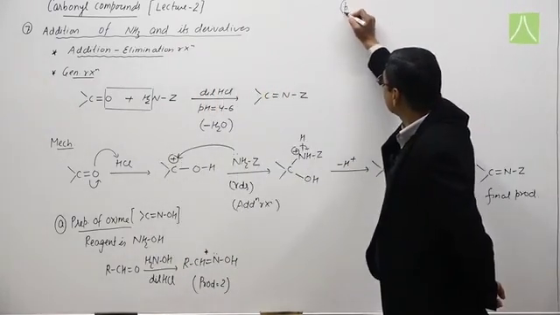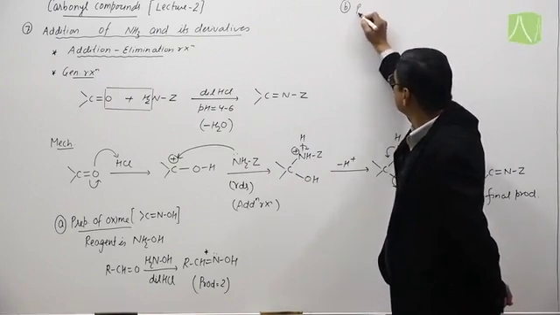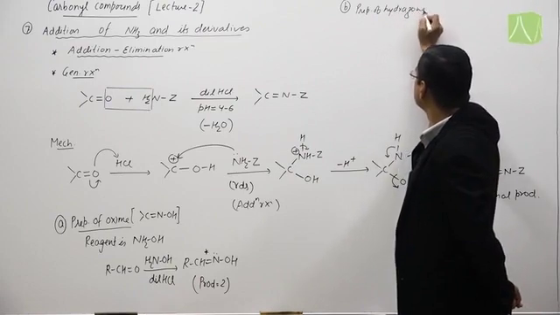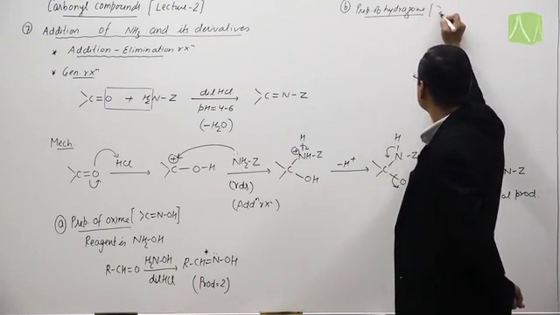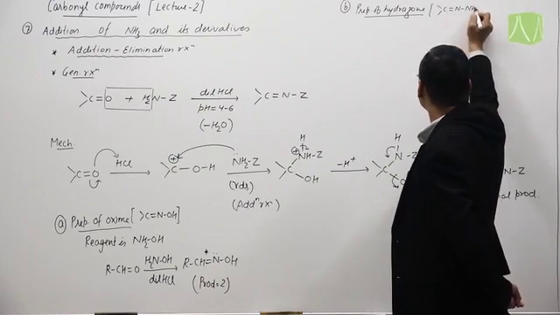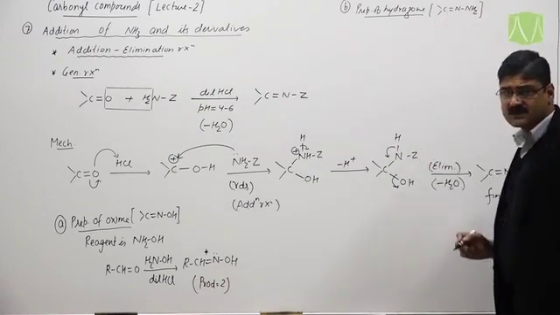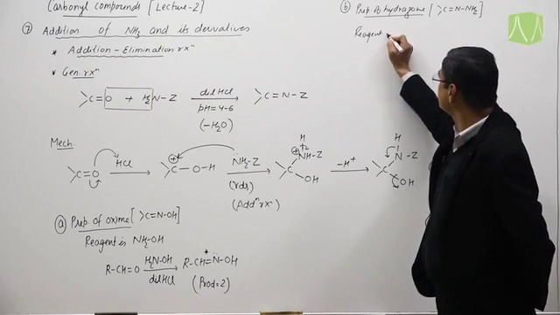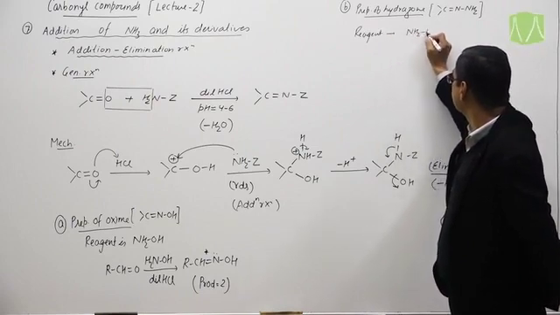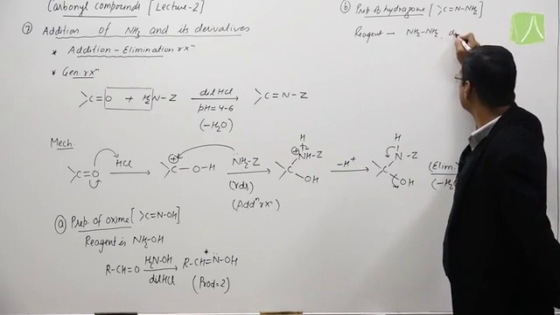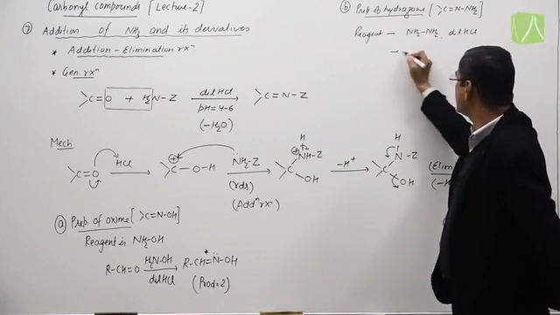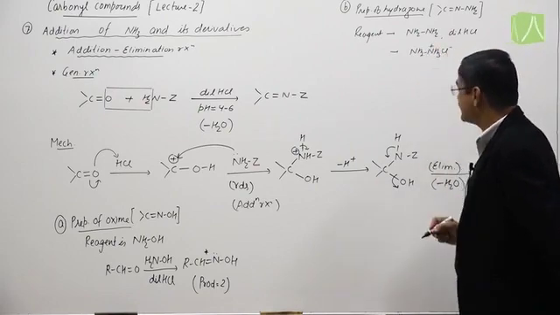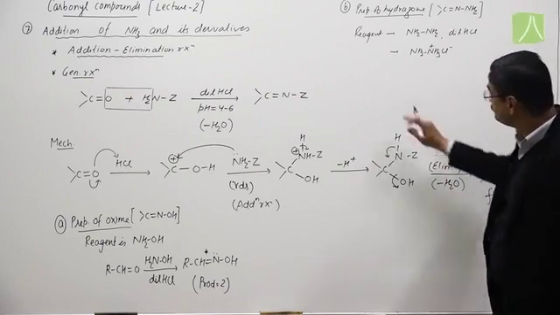Suppose I take the second, preparation of hydrazone. Hydrazone means C double bond N NH2 group. This is the hydrazone. So the reagent is hydrazine, NH2NH2, with dilute HCl, and this is also written as NH2NH3 Cl minus. You can write this.